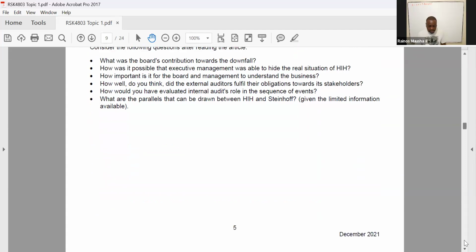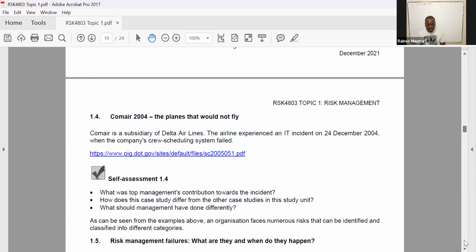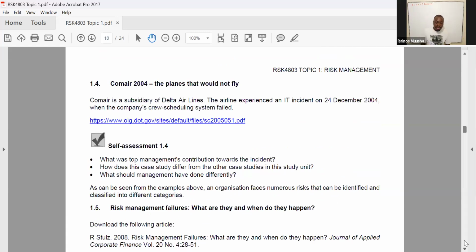So please go through the article, familiarize yourself with the article. Then after familiarizing yourself with the article, we can go through unit 1.5. Because from unit 1.5, you are now going to start answering the question: is it a fair assessment to say, in this case, risk management has failed?